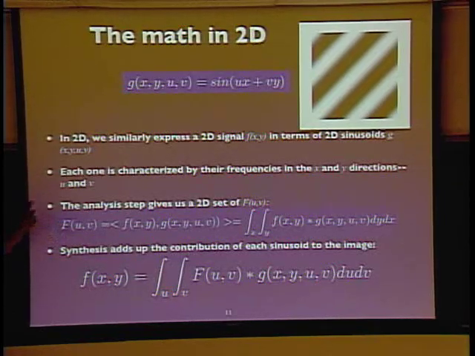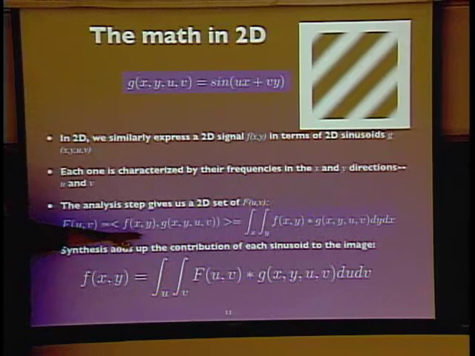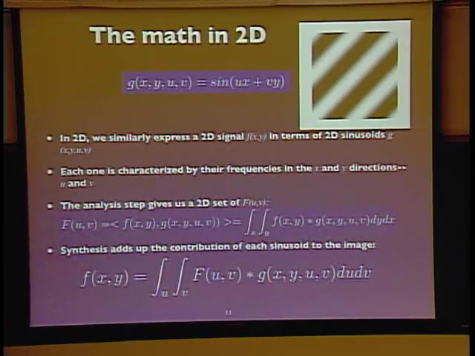So before we had one coefficient for every frequency omega. Now we have two frequencies, so we have one coefficient for each one of those. So that's analysis, which is to say starting from imaging data and getting coefficients out of it.